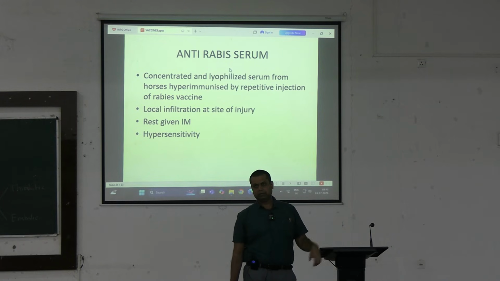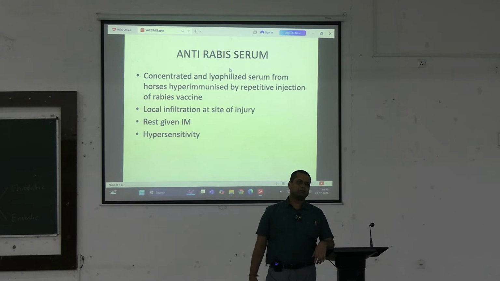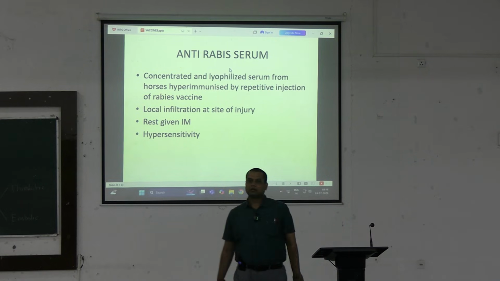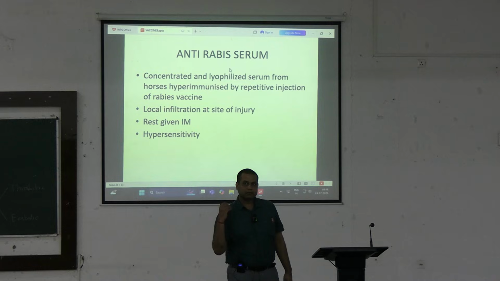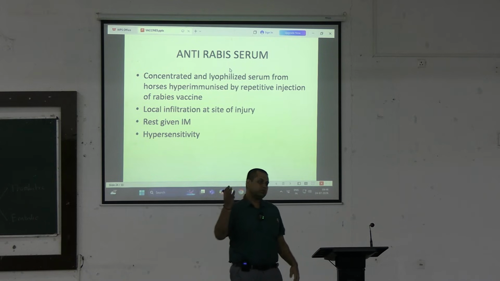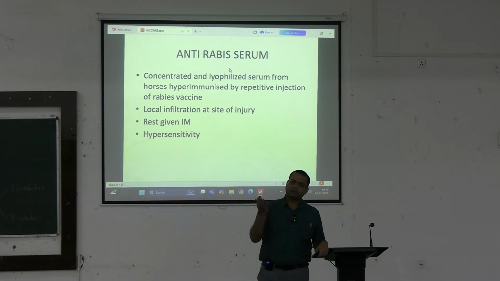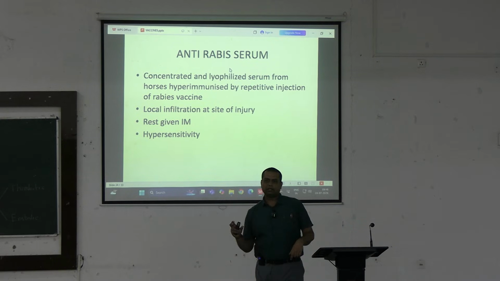Bite by a rabid animal. Rabid animal, dog bite, cat bite, cat scratch, don't these come up? So first you clean the wound by, say, iodine or alcohol or simply by soap, okay?